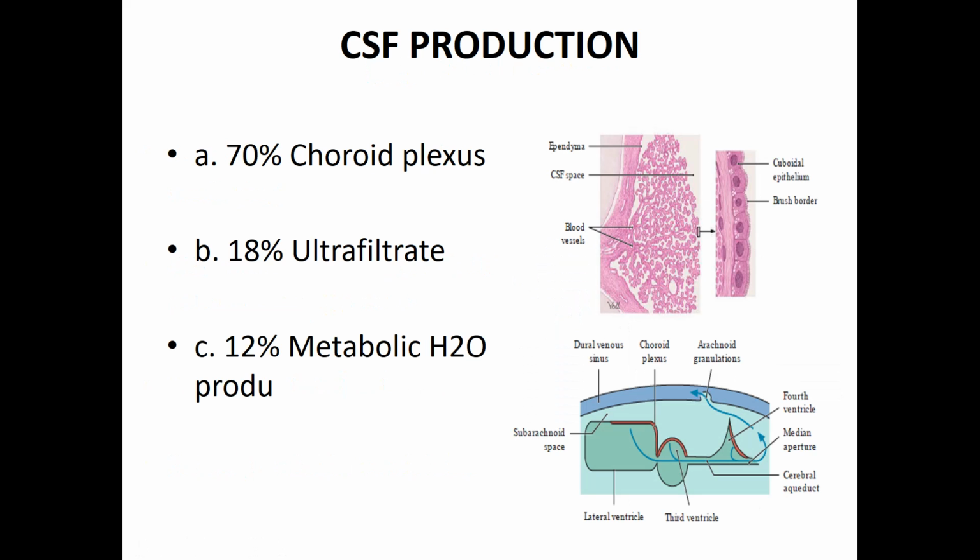Again, we have already discussed the production of the CSF. We discussed that 70% of the CSF is produced by the choroid plexus, which is lined by the ependymal cells. As you know, the ependymal cells are neuroglial cells. 18% of the CSF is the ultrafiltration of the plasma, and 12% is metabolic water produced. So this is the production of the CSF.